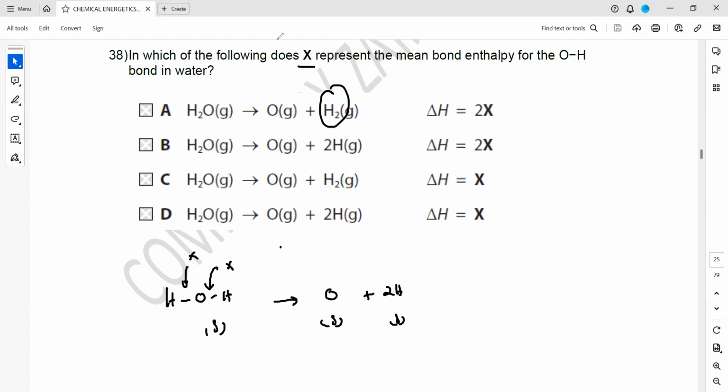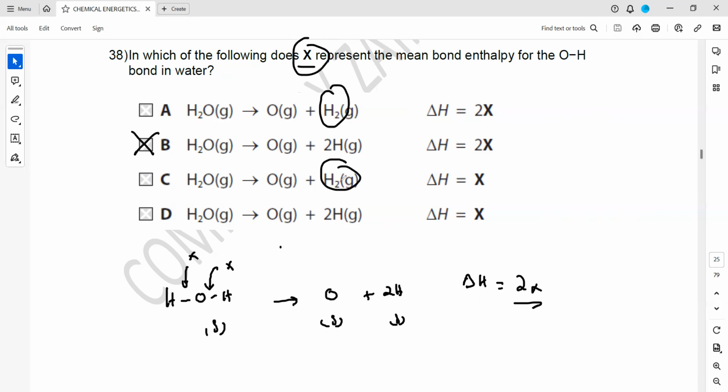Because the question is, in which of the following does X represent the mean bond enthalpy for O-H? For each single bond between oxygen and hydrogen, the energy is X. Because here we break two bonds, the overall enthalpy change will be equal to 2X, and we are producing atoms in a gaseous state. That's why B is the right answer. Why is D wrong? You can see here. Sorry, why is C wrong?